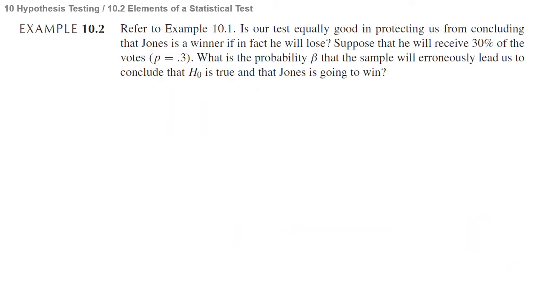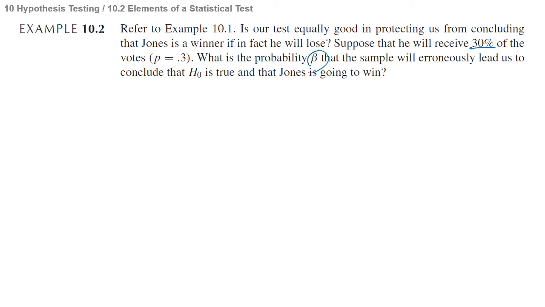Let's move on to example 10.2. Refer to example 10.1. Is our test equally good in protecting us from concluding that Jones is the winner if in fact he will lose? Suppose that he will receive 30% of the votes. What is the probability beta that the sample will erroneously lead us to conclude that H0 is true, and that Jones is going to win? Okay, so we want to calculate beta.